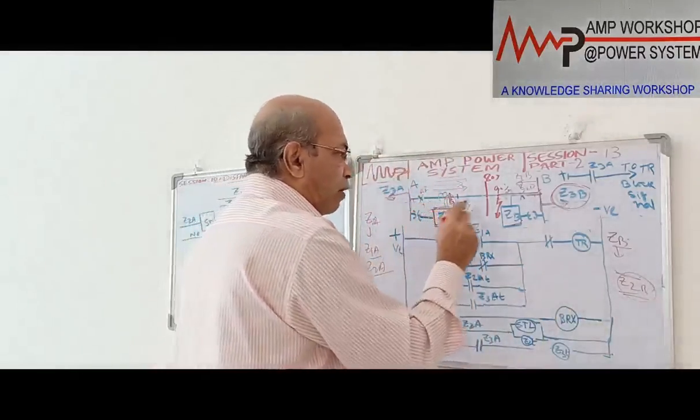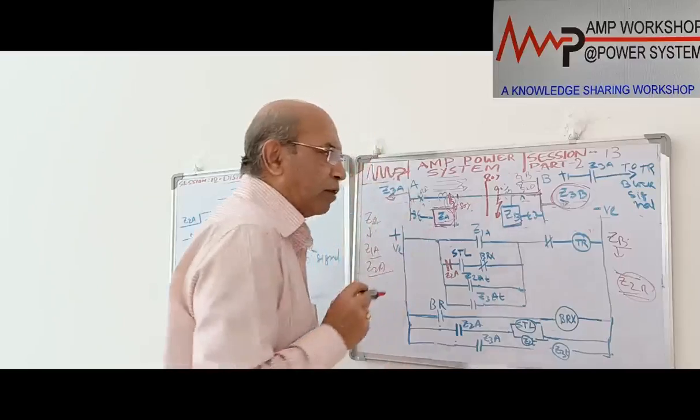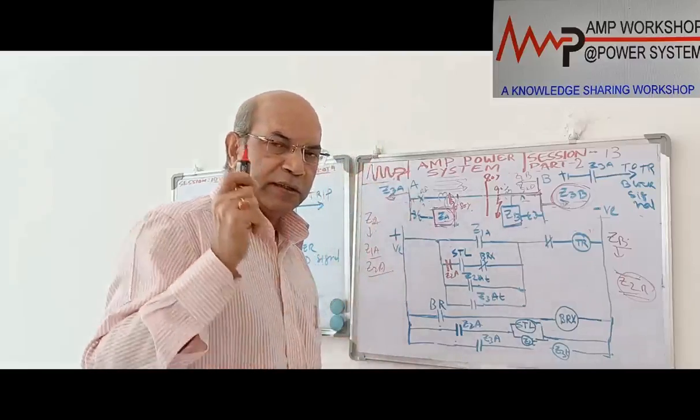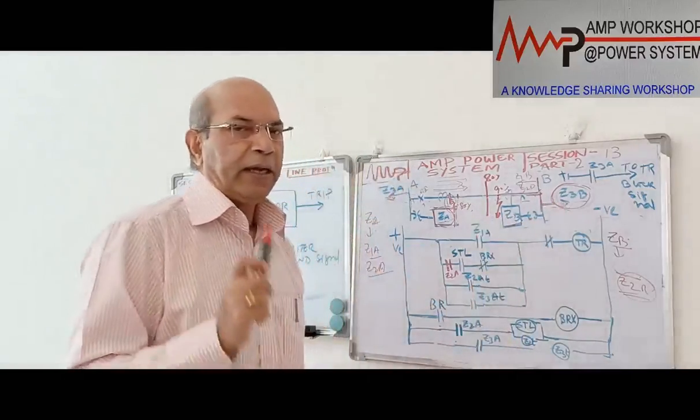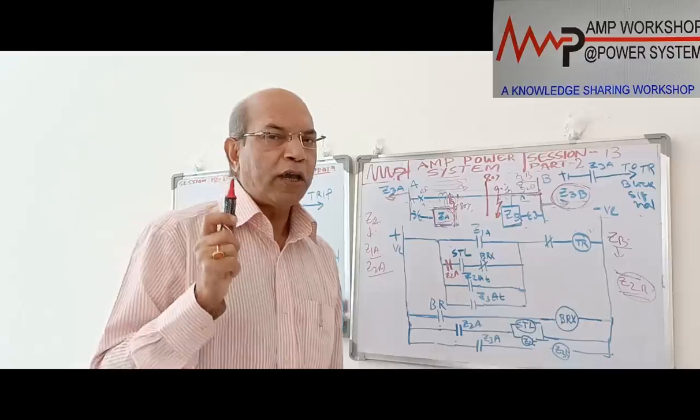So with Z2 in this scheme, the remote end fault will be cleared from this end under what condition? The condition is: the Z2 element at this end has operated and it has not received any blocking signal.